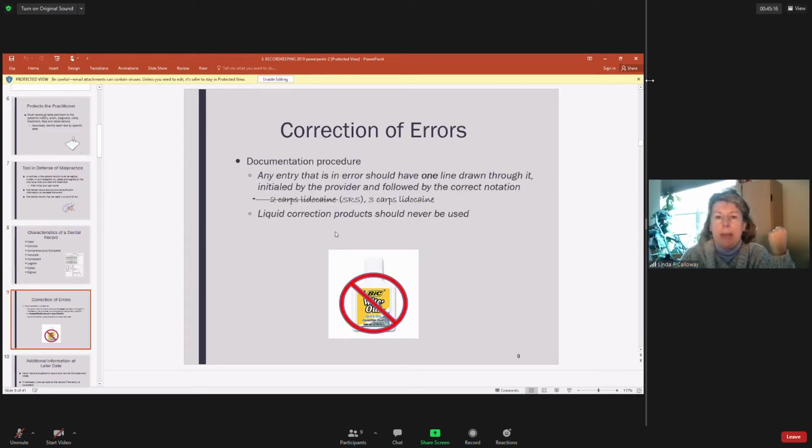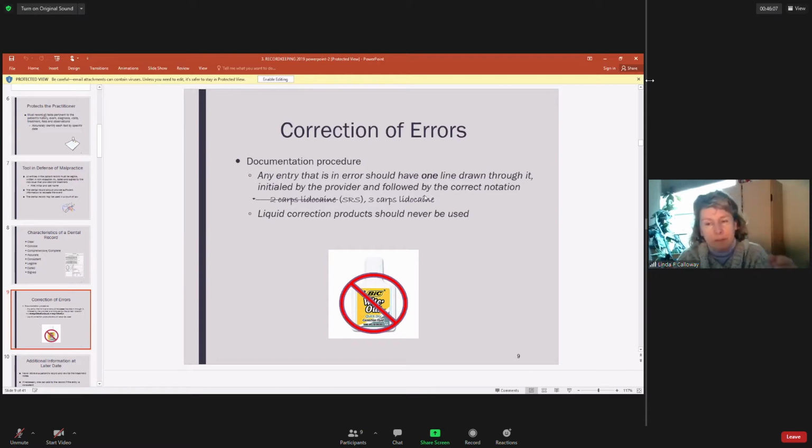Absolutely no whiteout can happen. If you have to change a document, you draw one single line through it and you write your initials. And then if you caught the error immediately after doing it, like is depicted here in the sample, 2 carps, which means carpules of lidocaine, and SRS was the person who made the error, so they put their initials in parentheses. And then they wrote what they meant, 3 carpules of lidocaine. Do you see how we did not put a slash or a line through 2 and write 3 above it? That's not acceptable. So the whole entry had to be crossed out, initial it, and then write what you mean.